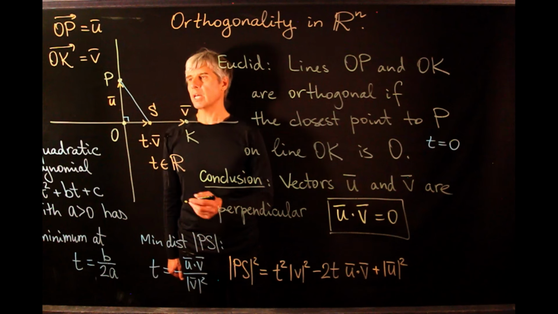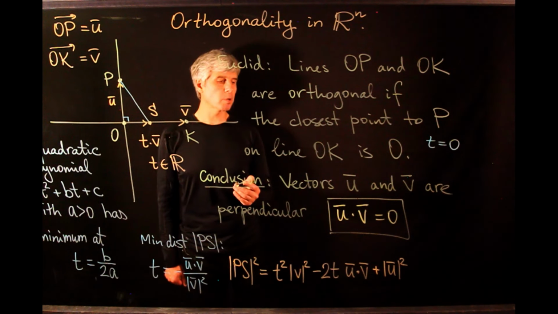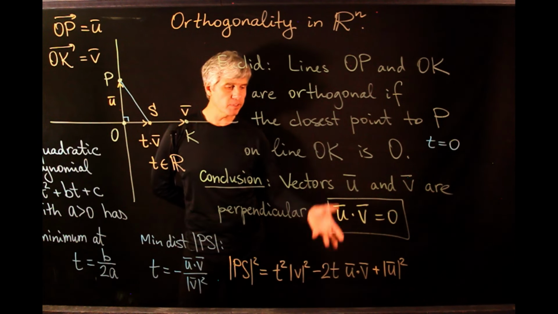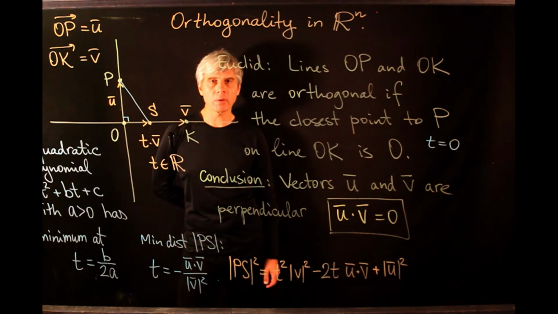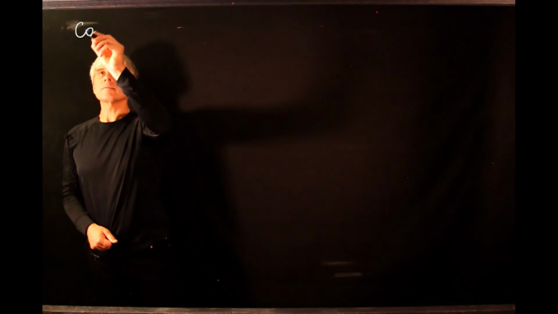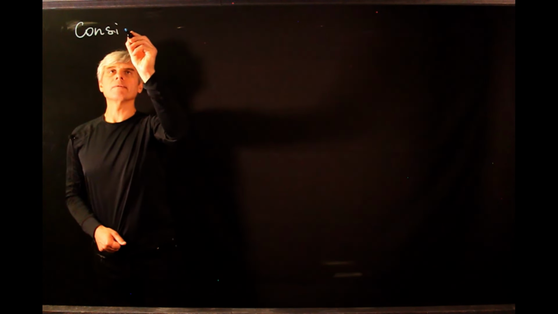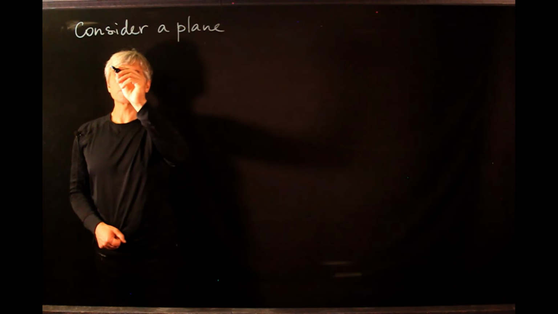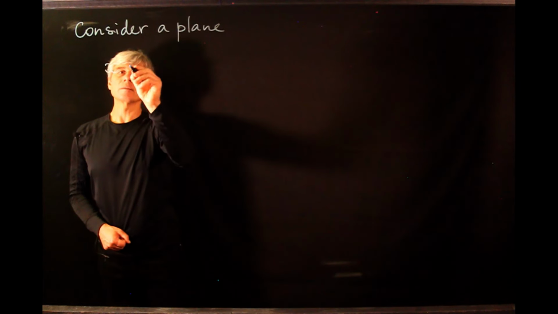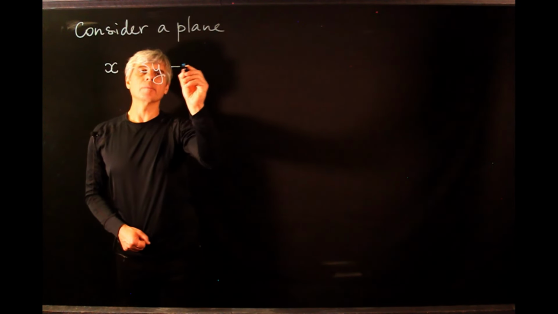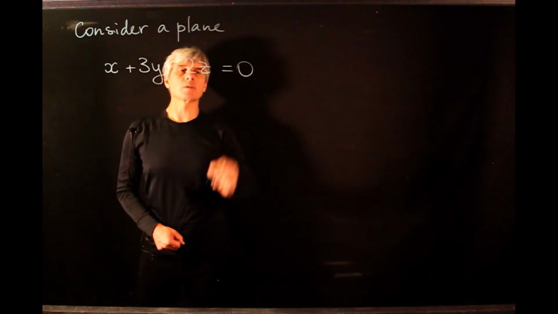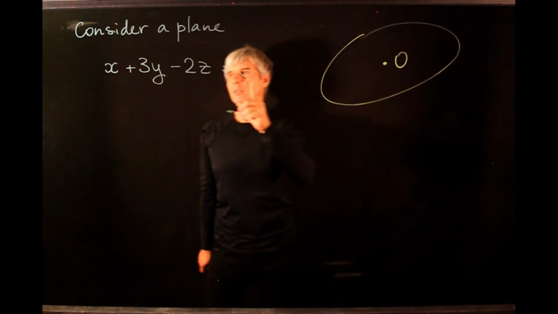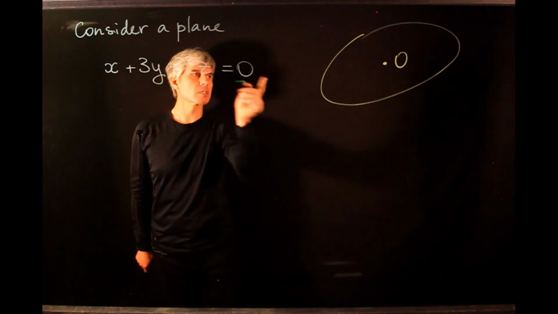This argument applies not only to R2, but also to R3 and to any Rn in general. Let us explore what are the ramifications of this fact for the geometry of lines and planes. Consider a plane in R3 with the following equation: x plus 3y minus 2z is equal to 0. So we point out that this plane goes to the origin because clearly 0, 0, 0 is the solution of this equation.